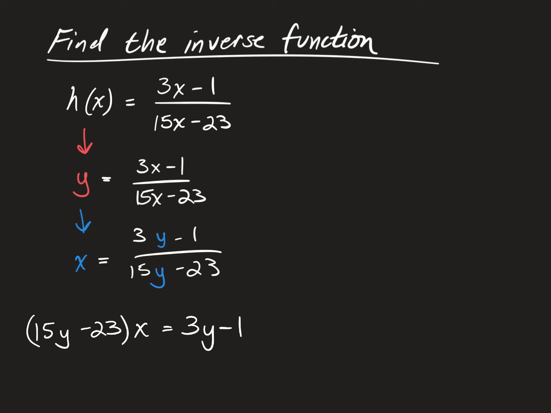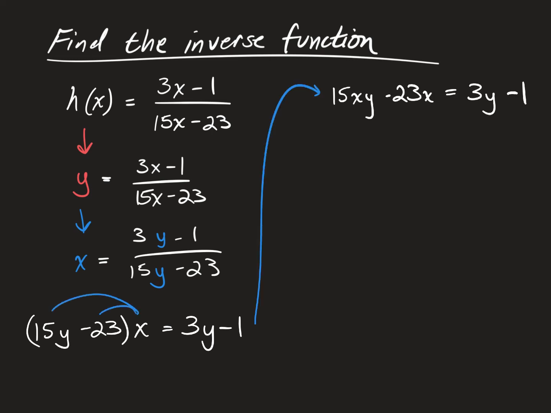So I think the next thing we should do here is distribute the x. From here, we can start to see how to get y isolated. What we'll have to do is get all of the terms with y on one side of the equation so we can do some common factoring. But we need all of the terms without y to be on the other side of the equation. And that will look something like this.